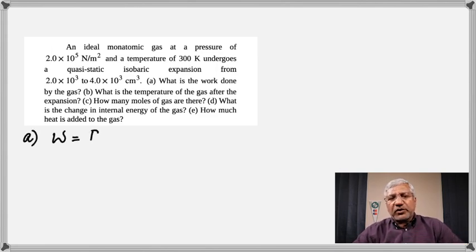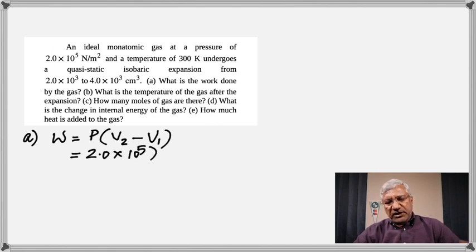It's an ideal monoatomic gas. Because it's isobaric, the formula for work is P times (V2 minus V1). Pressure is given in pascals, and volume in centimeter cube, so I have to change it into meter cube.